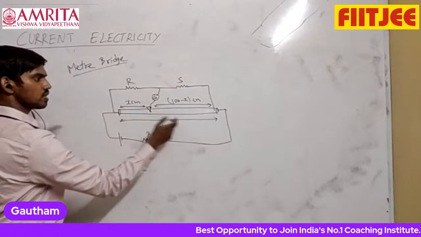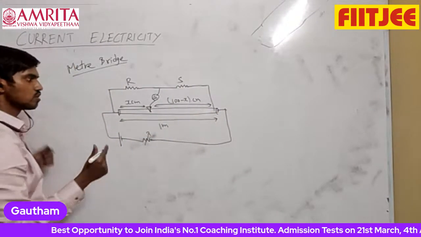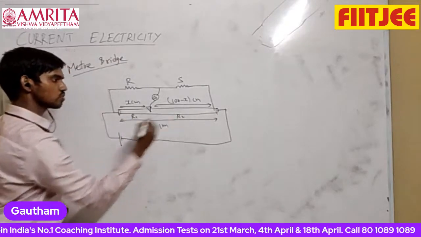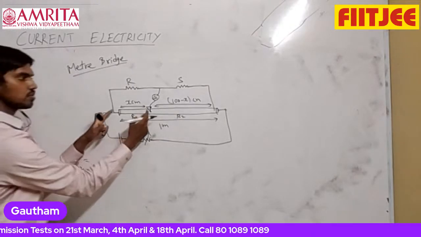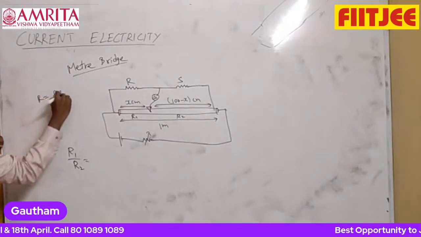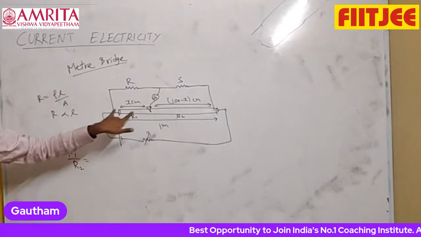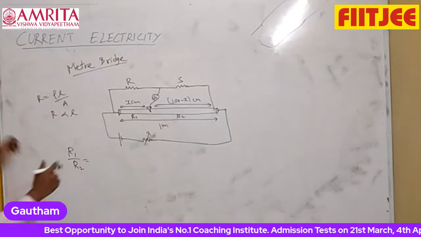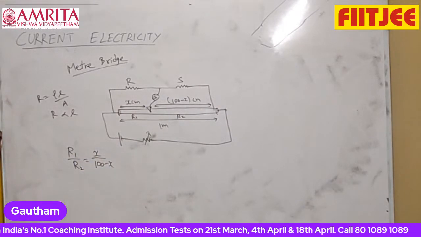And then we'll use the property that resistance of a wire is directly proportional to the length of the wire. So you can say this resistance R1, this resistance R2. So R1 by R2, this resistance by this resistance. Resistance is rho L by area, right? So resistance is directly proportional to length. Here, because resistivity is same, area is same for both the resistors, R1 by R2 is ratio of length, x by 100 minus x.